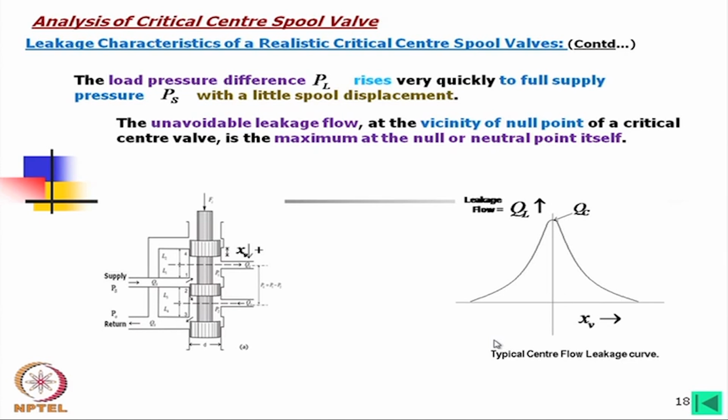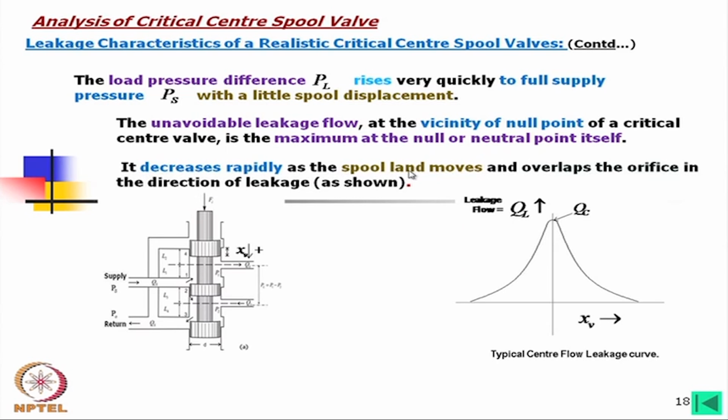Now, again I have shown the flow curve, the leakage flow curve we will get, and it decreases rapidly as the spool land moves and overlaps the orifice in the direction of leakage. The leakage flow also will reduce as the overlapping with the solid portion increases. That means this is not actually an orifice; after a certain stroke length it will become a capillary passage, and at one point there is no flow. So the leakage flow will be 0, and we can plot this.